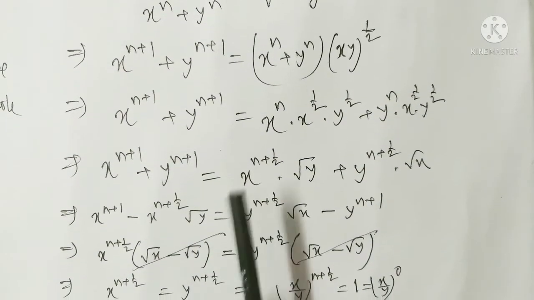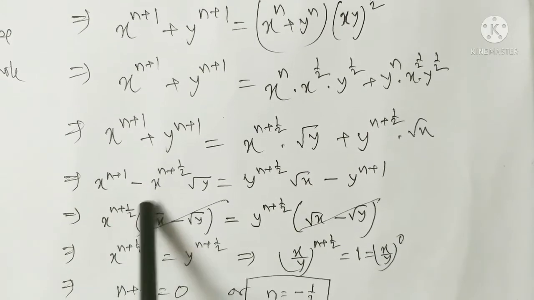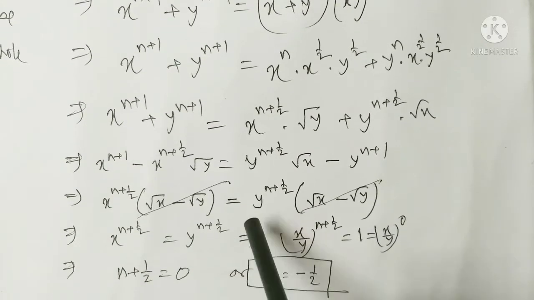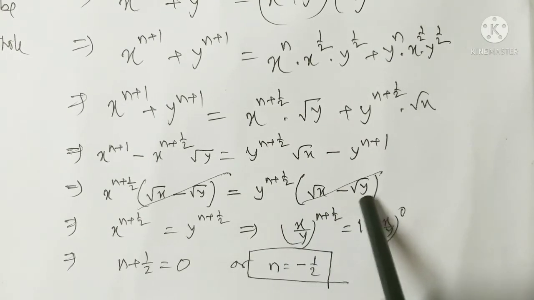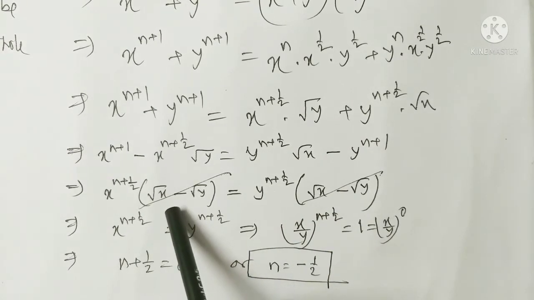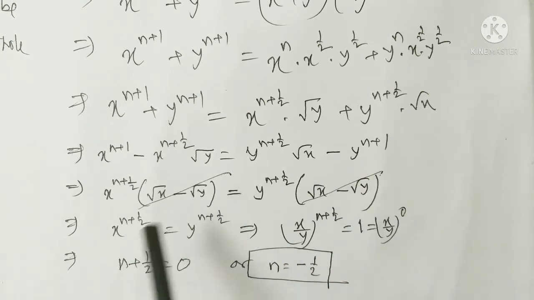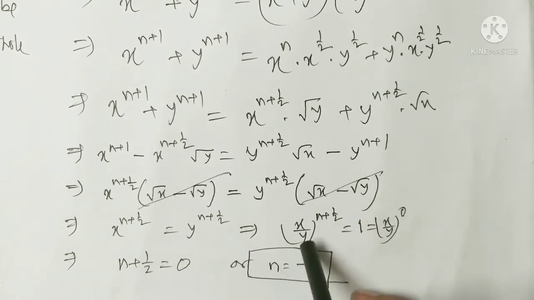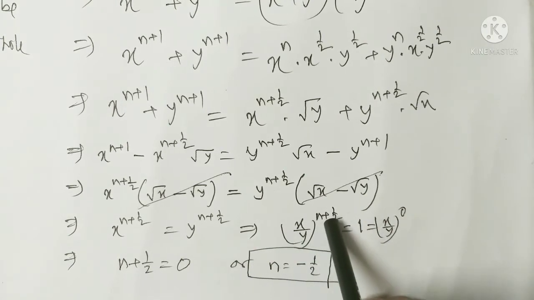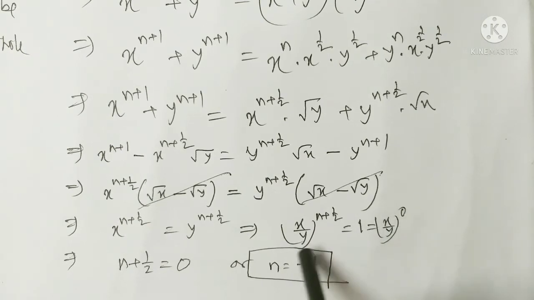By calculation lastly we get x to the power n plus half in bracket root x minus root y equals y to the power n plus half in bracket root x minus root y. Hence x not equal to y, therefore we can cancel this part and this part, and we get x to the power n plus half equals y to the power n plus half. By arranging, x by y whole to the power n plus half equals 1. 1 means x by y whole to the power 0.